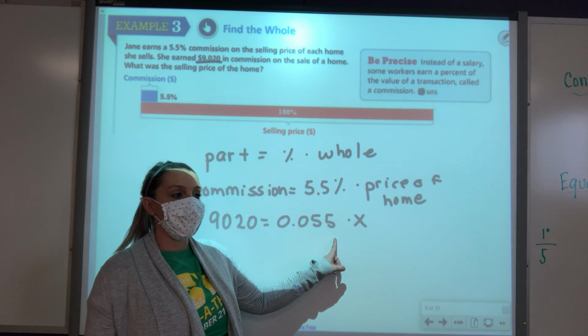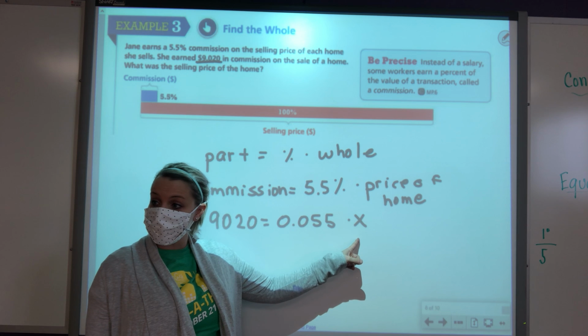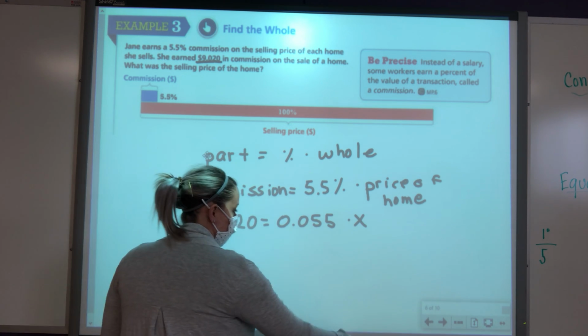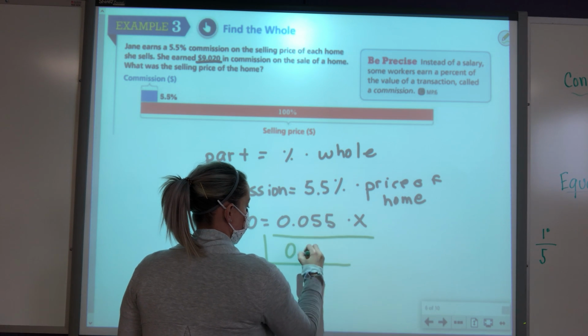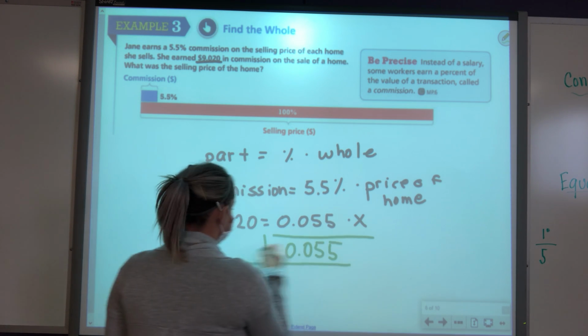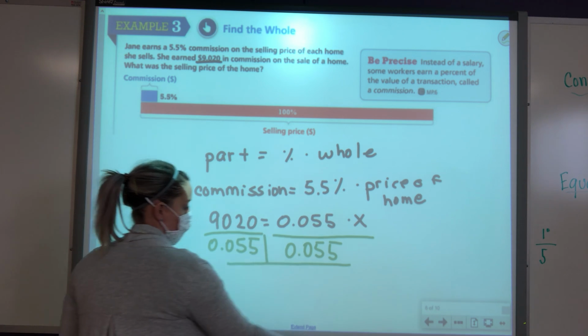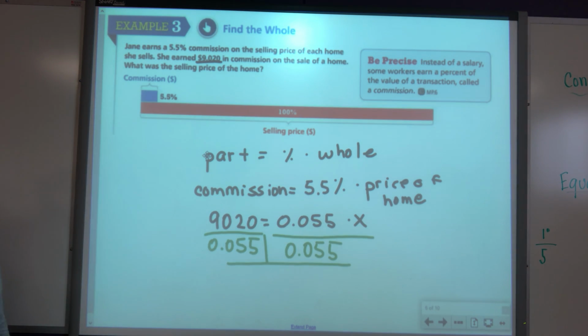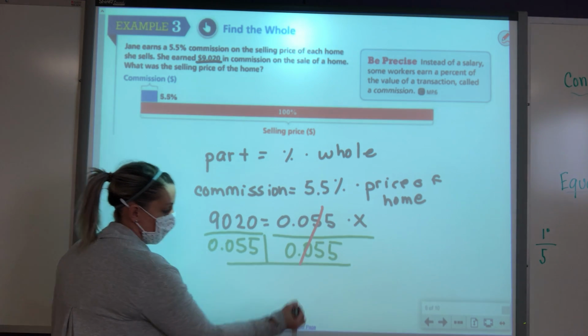So 55 thousandths is being multiplied by x. What's the inverse of multiplying by 55 thousandths? So I'm going to do my upside down T, and I'm going to divide both sides by 55 thousandths. My 55 thousandths cancels, I'm left with x.